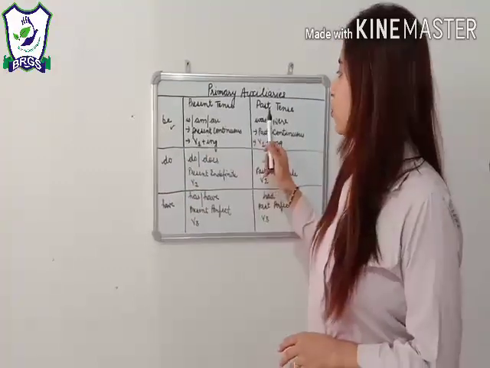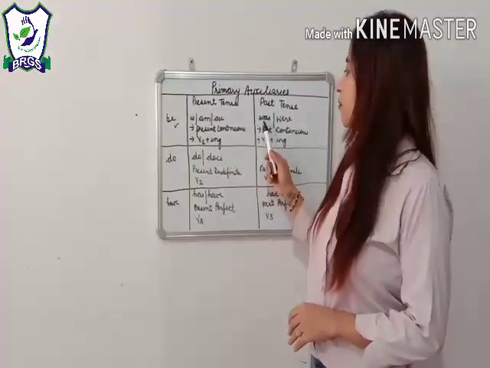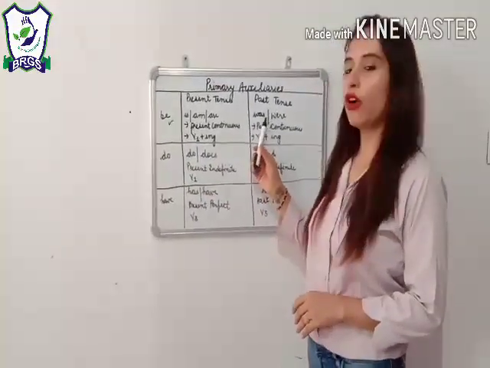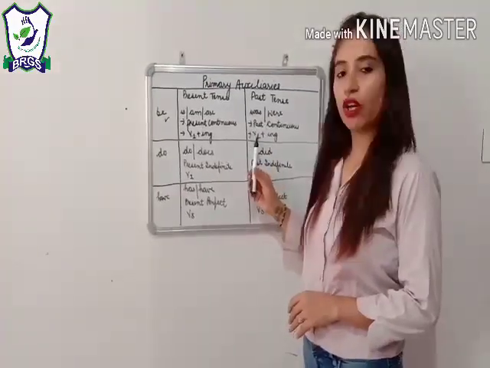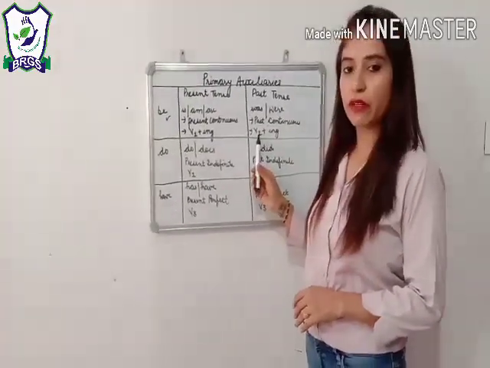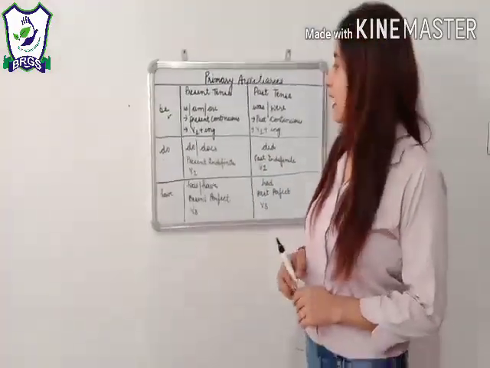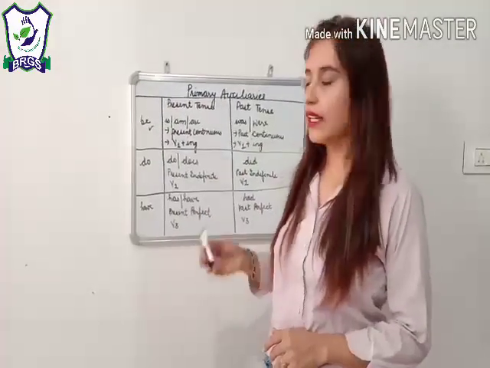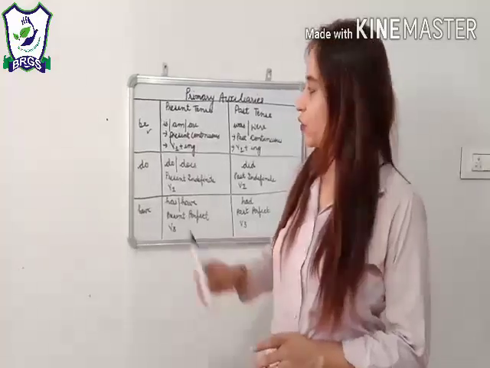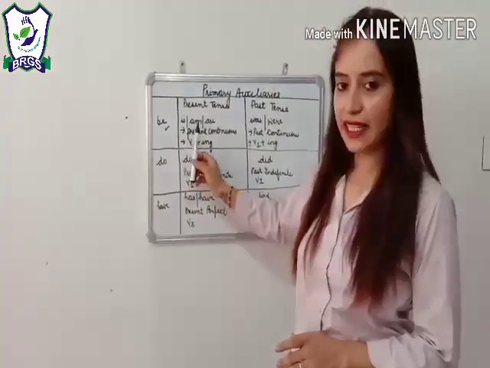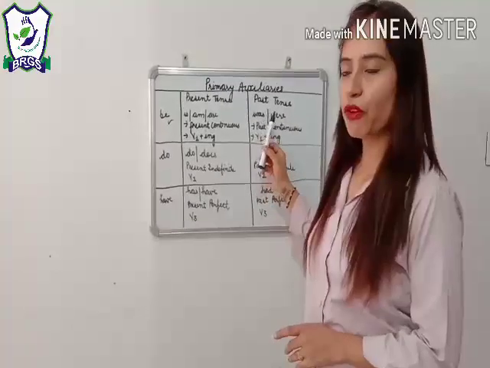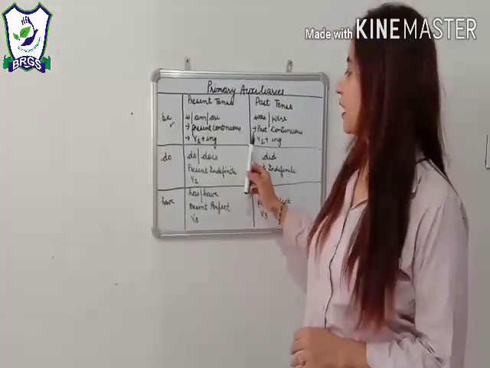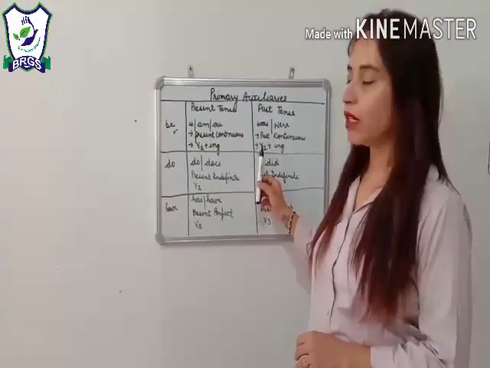And the same be is used in past tense as was or were, and it is also followed by the first form of verb plus ing. For example, I was calling my friend, she was calling her friend, they were calling their friend. So be is used in present tense as is, am, are and in past tense as was, were, and here it is followed by the first form of verb plus ing.